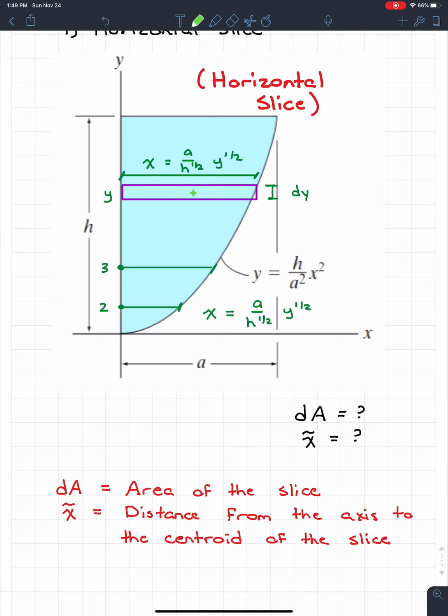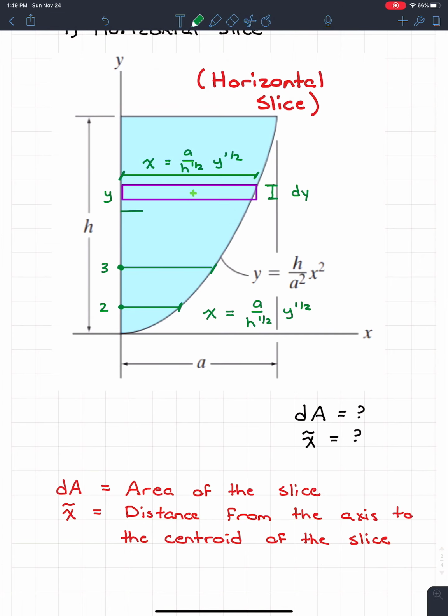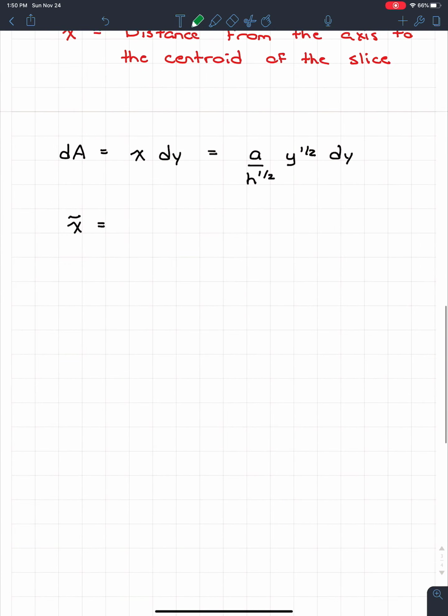That's the centroid. So our x squiggle right here is going to be the distance from the axis, which is right there, to the centroid. And if we look at this, that's just half of the length of the slice. So it's going to be equal to x over 2, because we're going halfway along that slice. So if we come down here, our x squiggle is going to be x divided by 2.